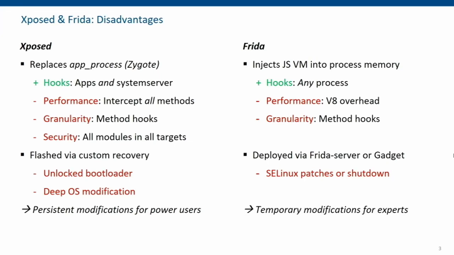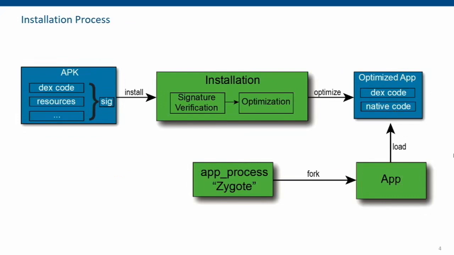Okay, so let's put those two in perspective. If we have a look at the installation process, we can soon see how both of them relate to each other. So everything on Android starts with an APK. We have the DEX bytecode, we have a signature on that, and then the signature is verified, and it's very important that after the signature verification, the optimization kicks in and creates an optimized version of the app. So keep that in mind for later.